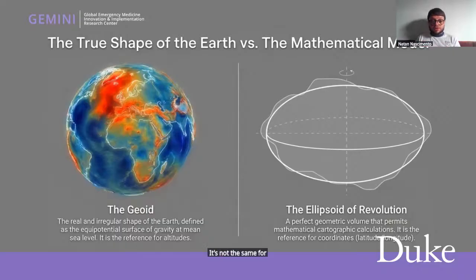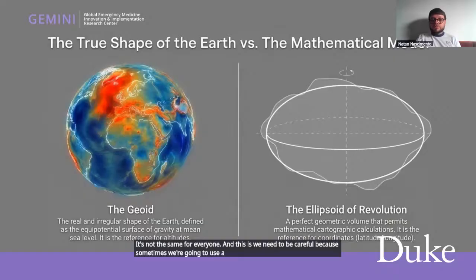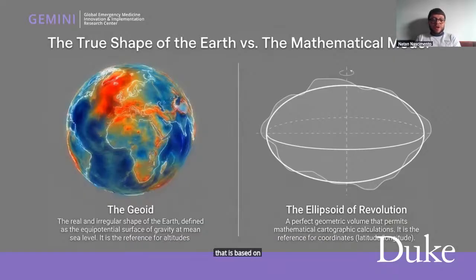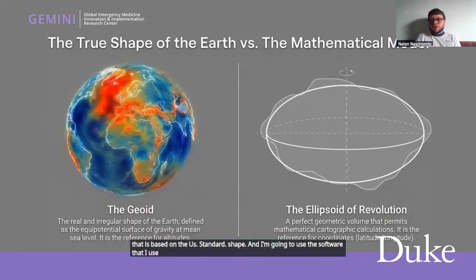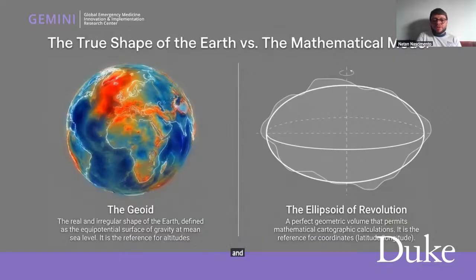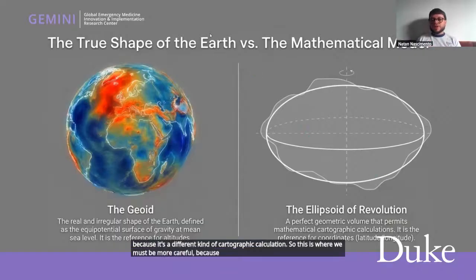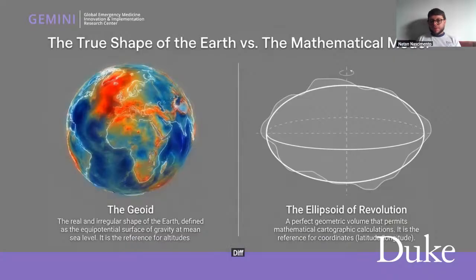So the mathematical model, this perfect geometrical shape that we use, it's not the same for everyone. And we need to be careful because sometimes we're going to use a file that is based on the US standard shape, and the software that I use automatically transforms it to the Brazilian standard. And then all the things get distorted, stretched, shrunk, because it's a different kind of cartographic calculation. So this is where we must be more careful, because this will get you different results than we expect.